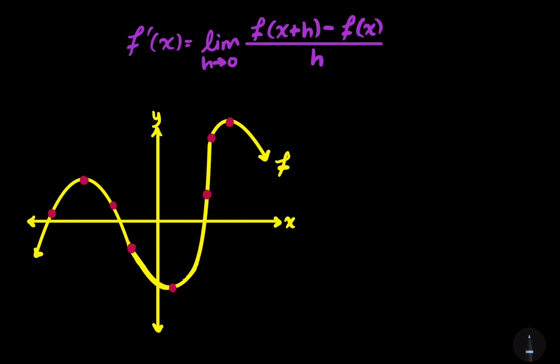So in the previous video, we introduced the formal definition of the derivative in terms of a limit, and we introduced it graphically as the slope of the tangent line, or the instantaneous rate of change of the function at a given point.